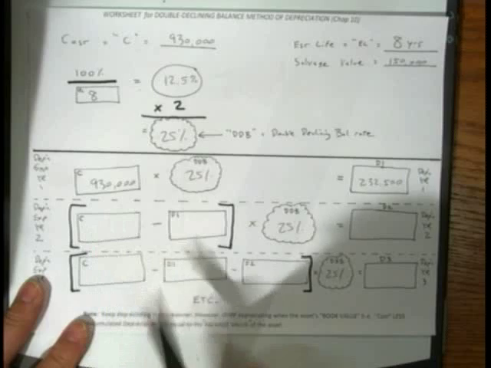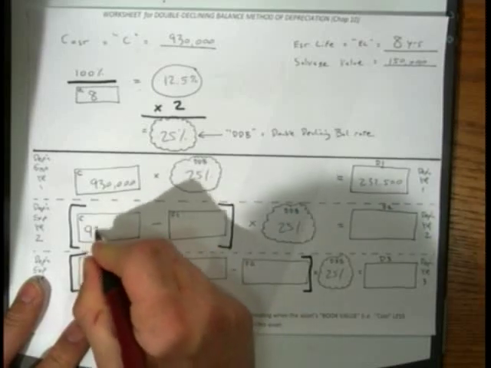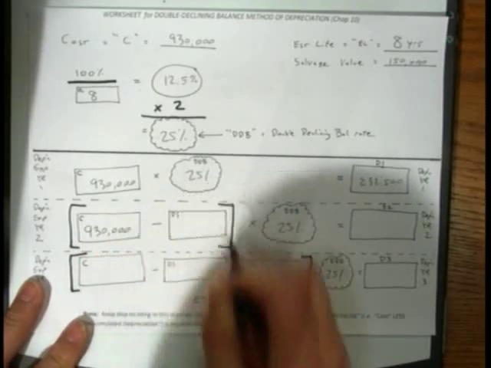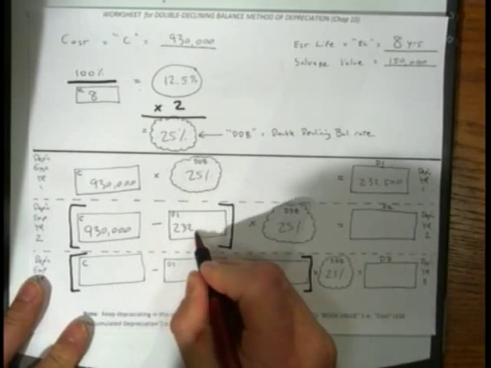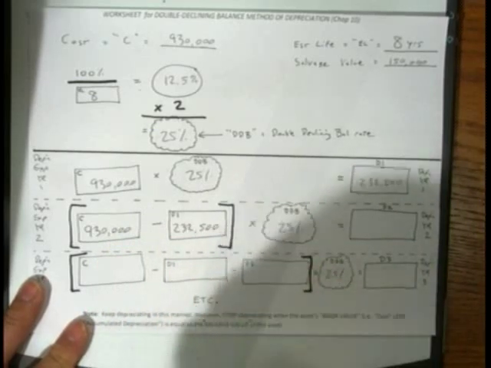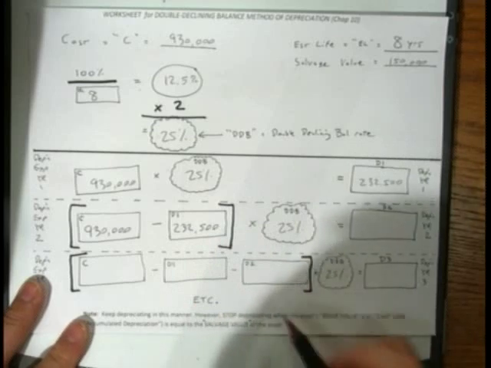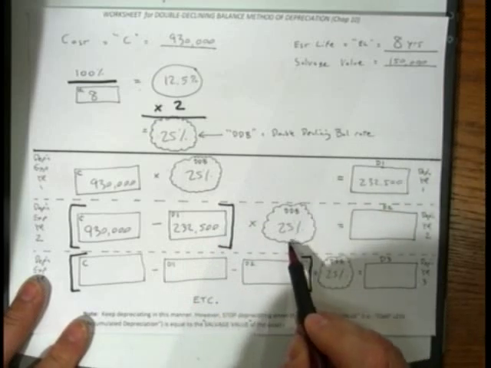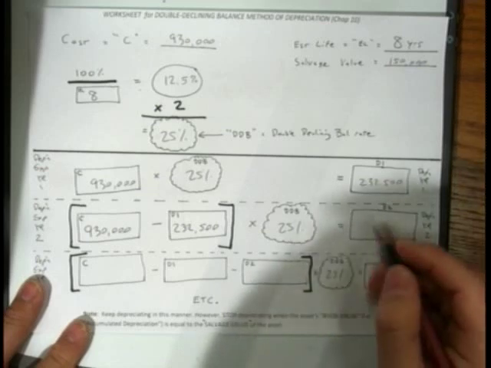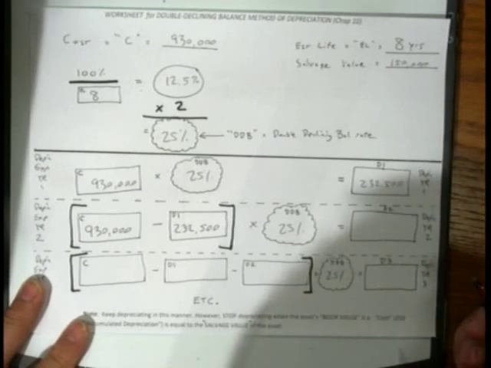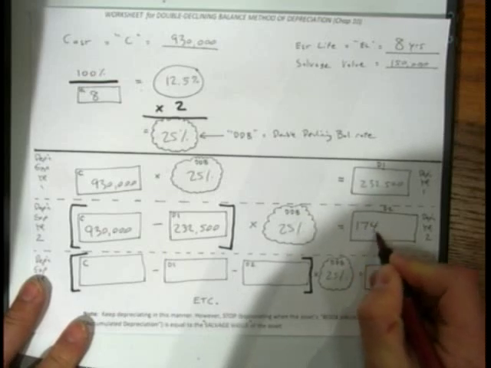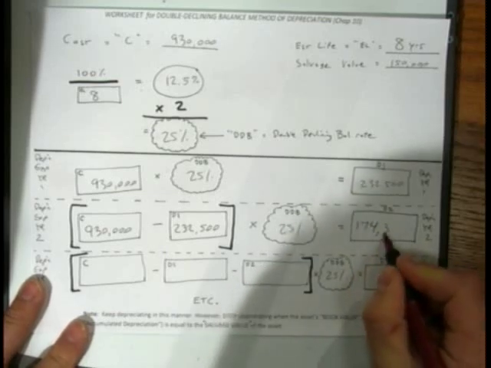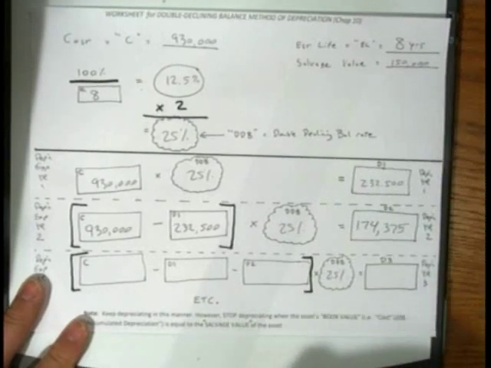What about year 2? Well, you take the cost of $930,000 minus whatever we've depreciated, $232,500. Okay? And we take that times 25%. And that gives us, let me do that in my head real quick. If I calculate it in my head, I get 174,375. Is that correct?